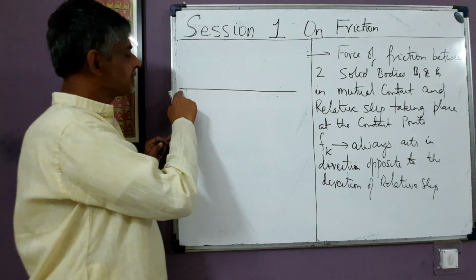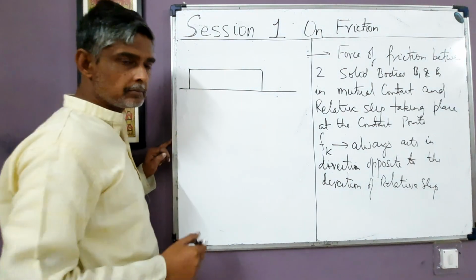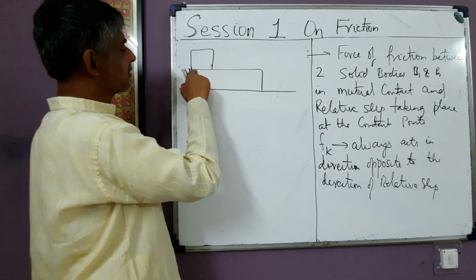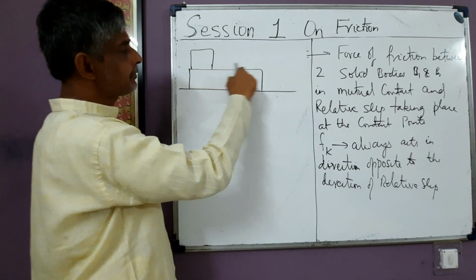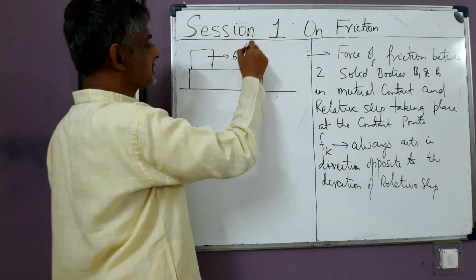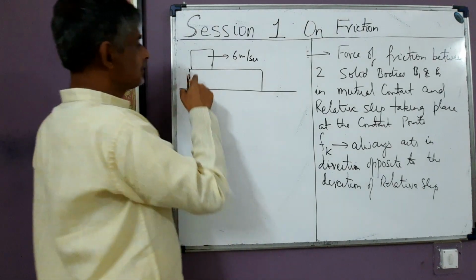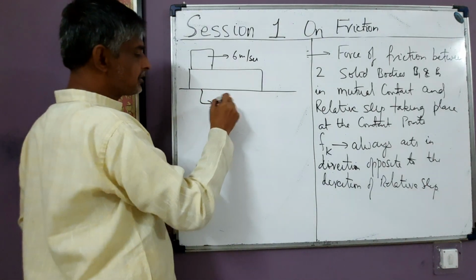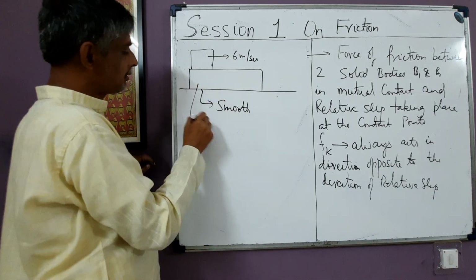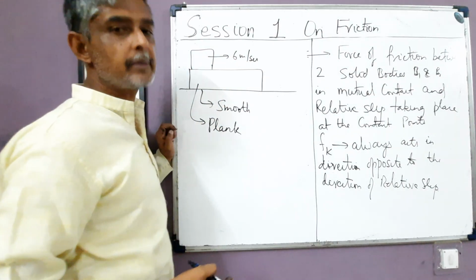Suppose here we have a smooth horizontal surface, a frictionless surface. Here we have a plank, and here there is a block. Suppose the surface of contact between the block and the plank is rough. Now suppose I give a velocity of say 6 meters per second to the block in rightward direction with respect to the ground. Here I assume the surface to be frictionless, smooth. The plank is initially at rest, and this block is moving rightward at 6 meters per second with respect to the ground.